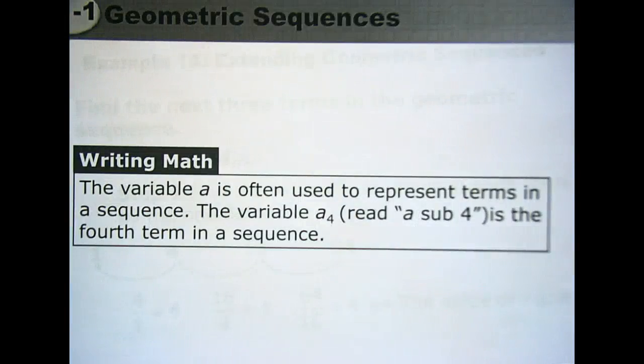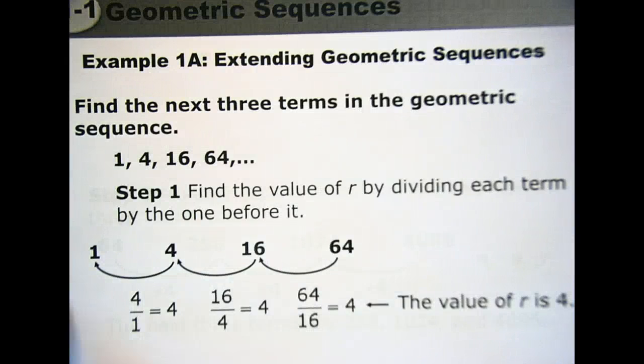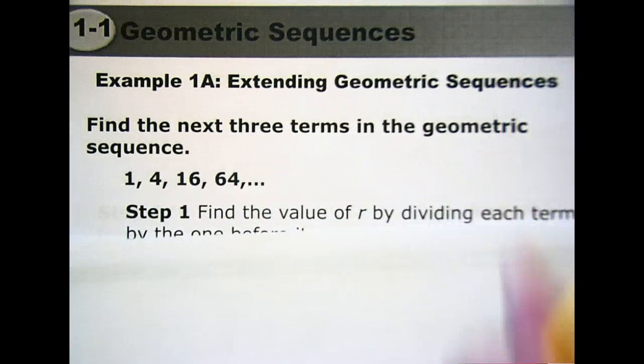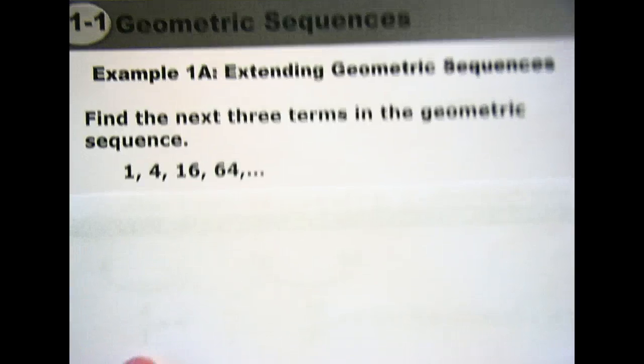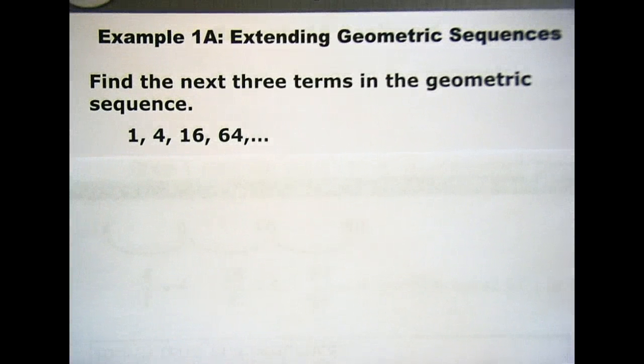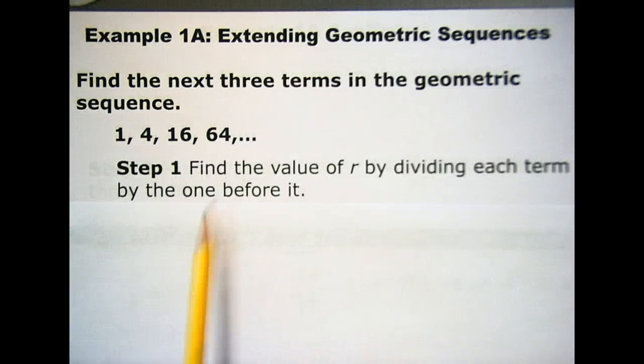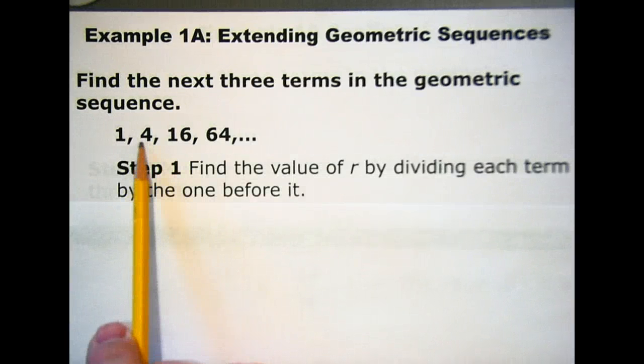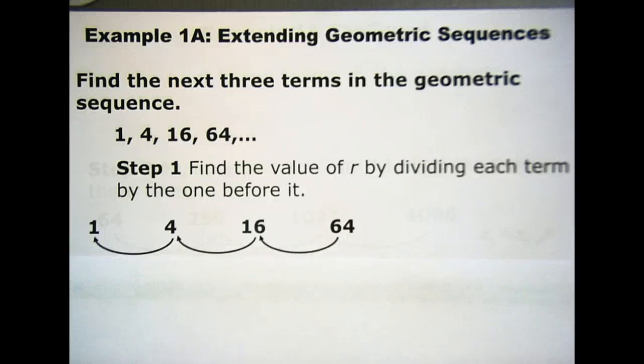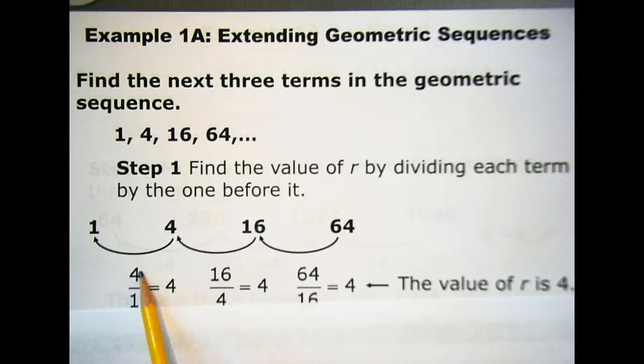So knowing that, I want you to take a look at this one right there. Find the next 3 terms in that geometric sequence. Work with your partner there. By dividing each term by the term before it, 4 divided by 1, 16 divided by 4, 64 divided by 16, each of those equal 4.